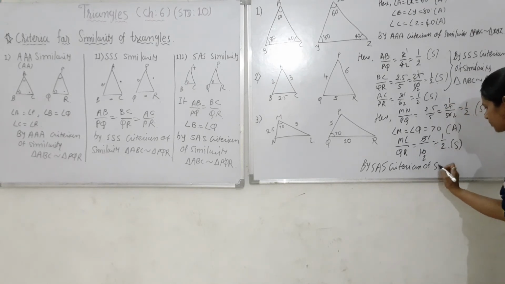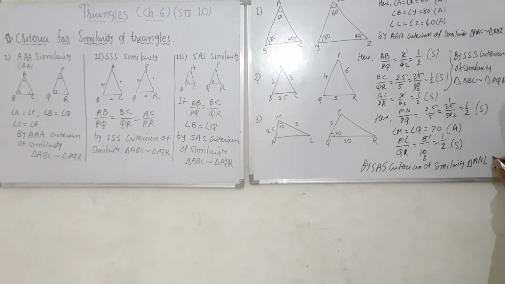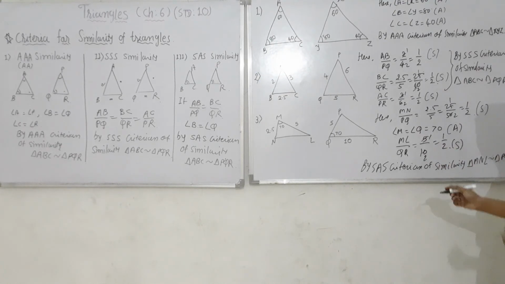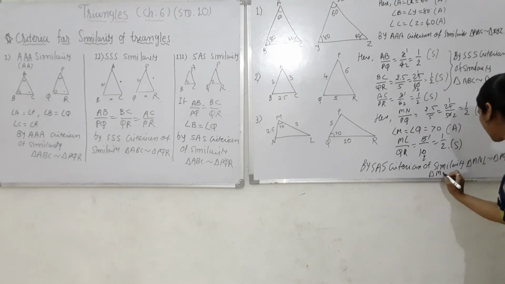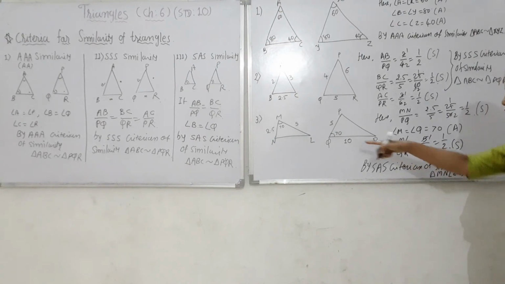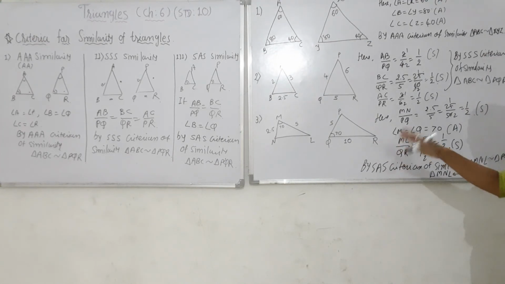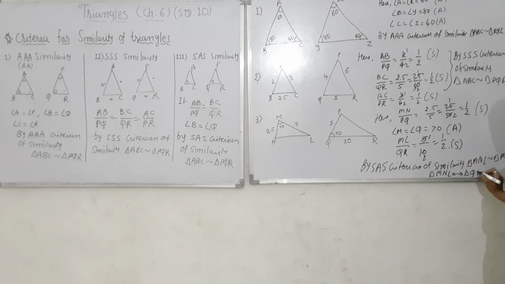criterion of similarity, triangle MNL is similar to triangle PQR. If you want to write the correspondence, you can write it this way: triangle MNL, M corresponds to Q, so you can write triangle Q, and N corresponds to P. So here is P, and you can write it this way.